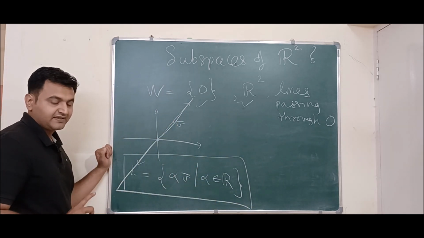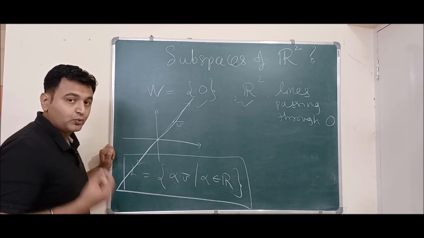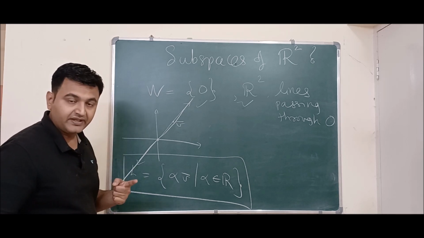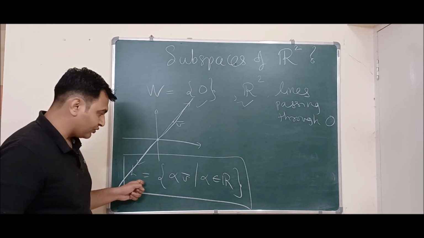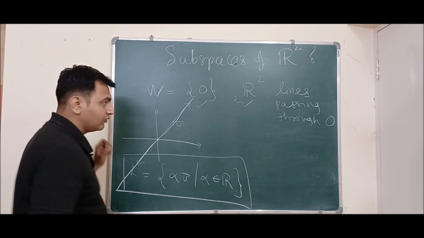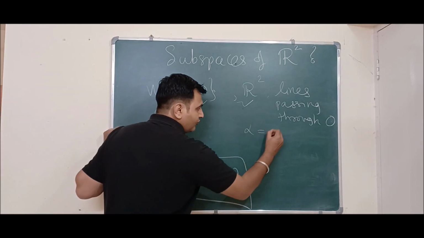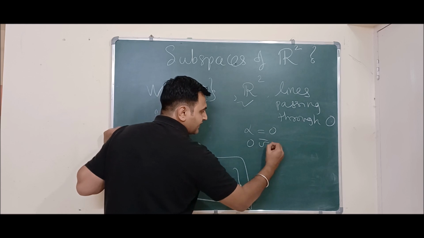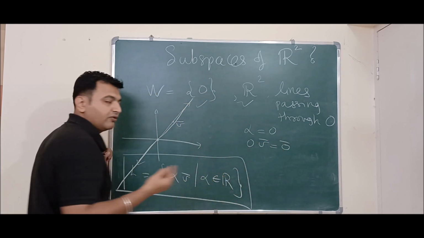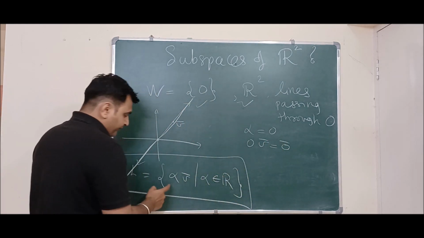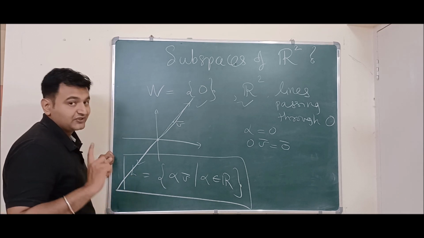Is this a subspace? The answer is yes. To prove a subspace, we need to show that it is non-empty. Is this non-empty? Yes, because 0 bar is in L. If you take alpha to be 0, then 0 times v bar is nothing but 0 bar, a property of vector spaces. Therefore 0 bar belongs to L, so it is non-empty.